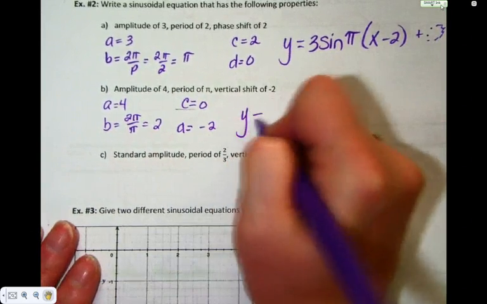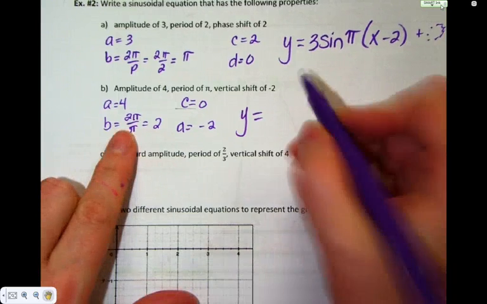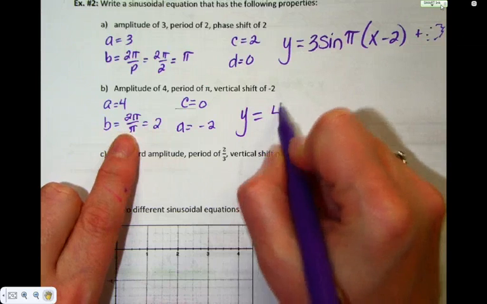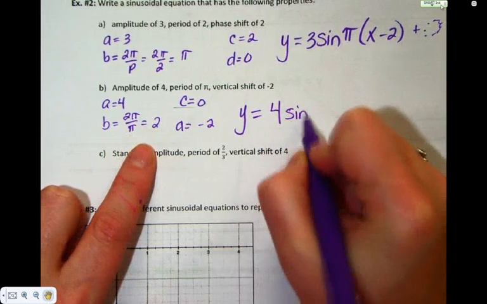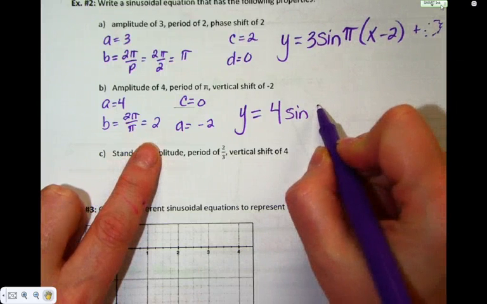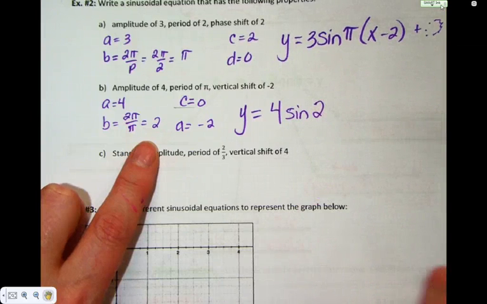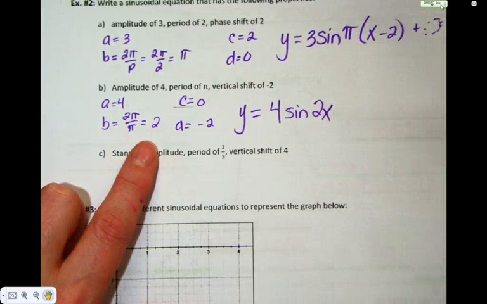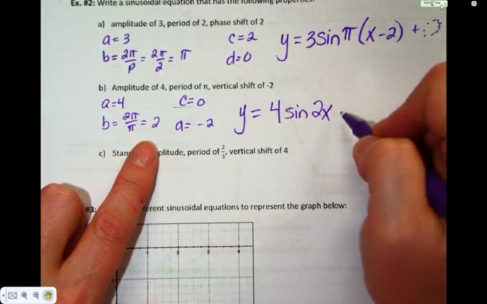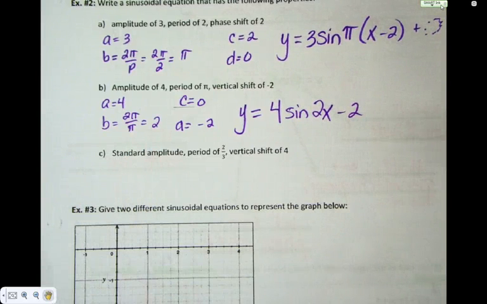We have to start with y equals. You can't just start in with A because it's an equation. A is going to be 4, followed by your trig function, sine or cos, doesn't matter, followed by B, which is 2. Do I need to open a bracket? Why not? Because there is no C, so I can just follow right with the x. And at the end, minus 2. There's the trig equation that has an amplitude of 4, a period of pi, and a vertical shift of 2.